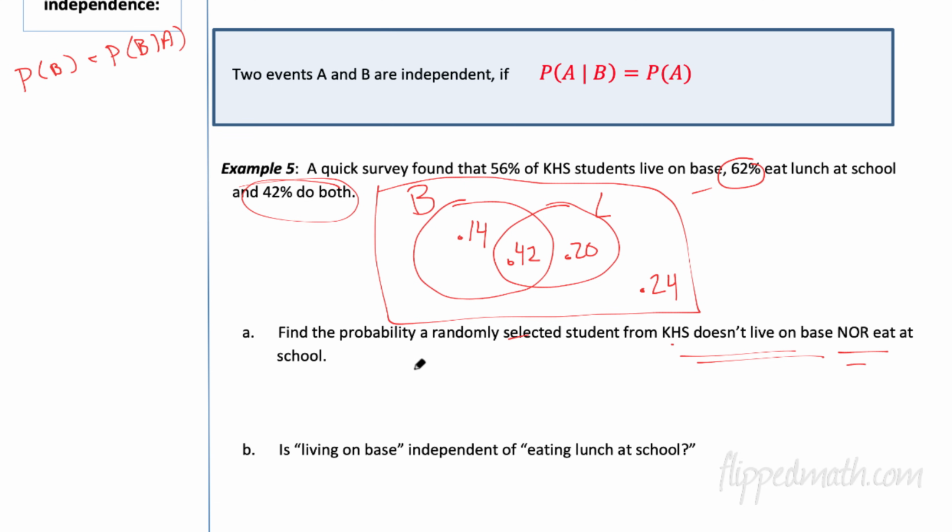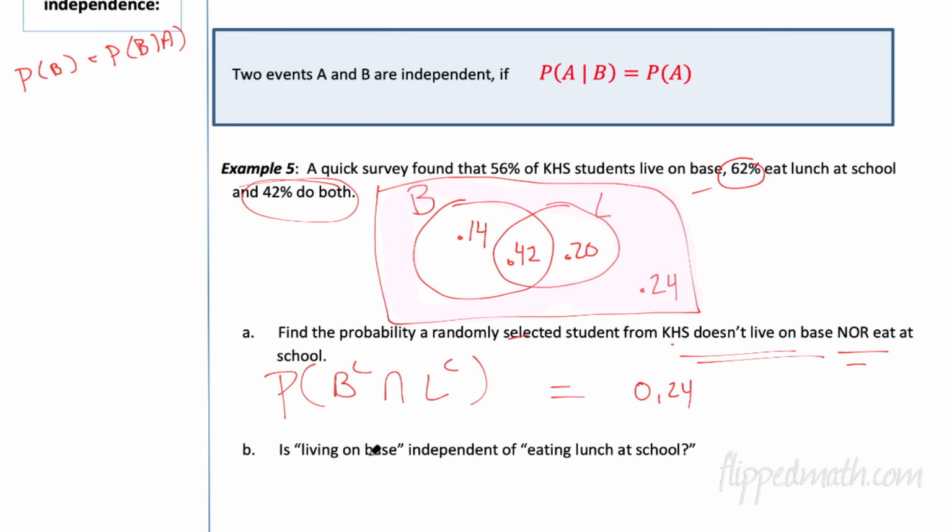So part A: find the probability that a randomly selected student, so I'm going to pull a random student from this Venn diagram, doesn't live on base, so that's outside of the circle B, nor does he eat at the school. So really I'm looking at everybody that is neither. That is all around the outside, not including the inside. We found that probability to be 0.24. Can we write the probability statement? The probability that not on base and does not eat lunch equals 0.24.